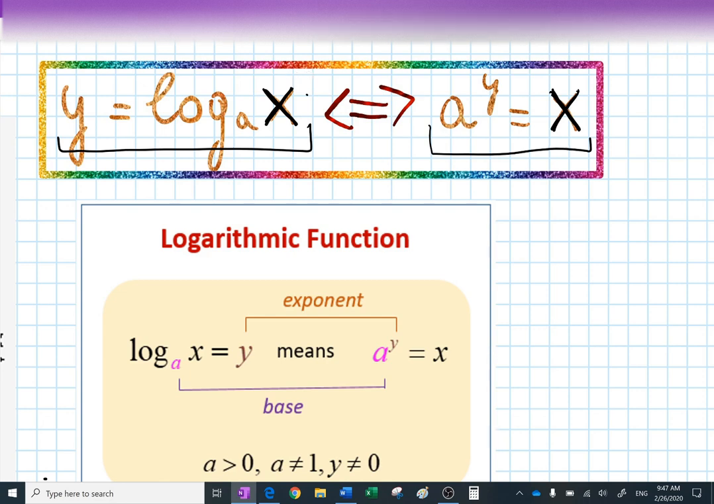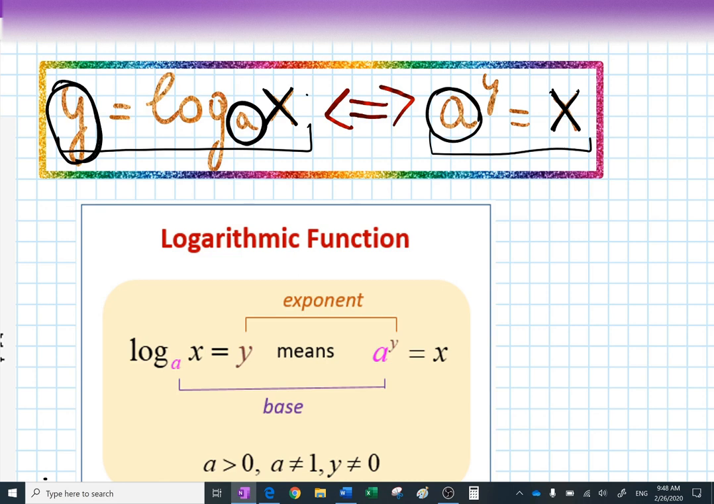Kind of hard to memorize though, and this is how I did it. You see this a over here? a is in the base. a should stay in the base. That is how I remembered it. y used to be isolated. Now it's not going to be anymore. That's the whole purpose, to flip the meaning of y and x.